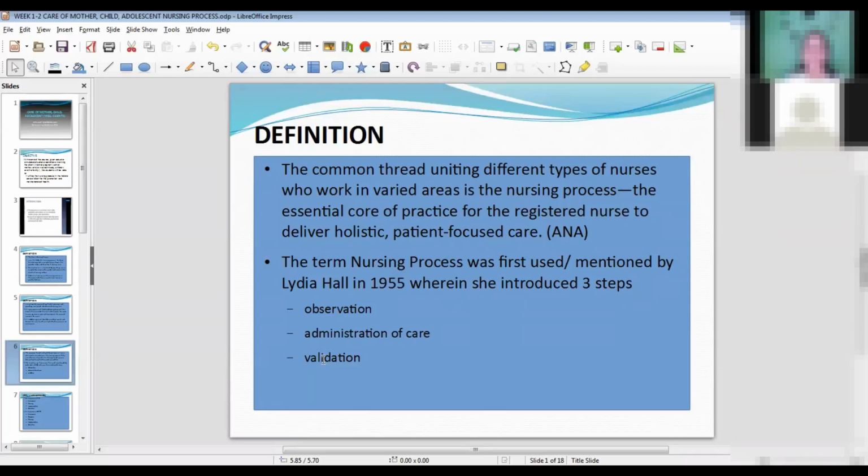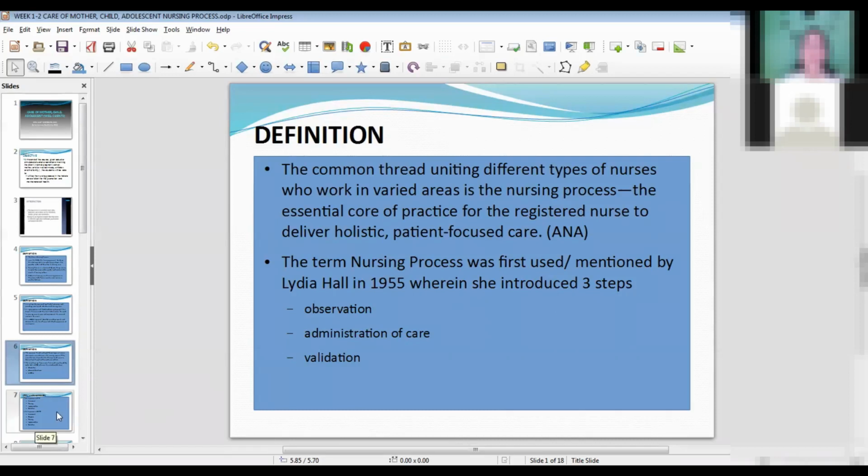So this was in 1955 wherein she introduced 3 steps in nursing process. So ito yung initial content ng nursing process. So we have observation, administration of care, and validation. Okay, remember these 3 steps kasi itong 3 steps na to will also be part of the modern nursing process that we are utilizing or using in the clinical practice right now. Again, observation, administration of care, and validation.